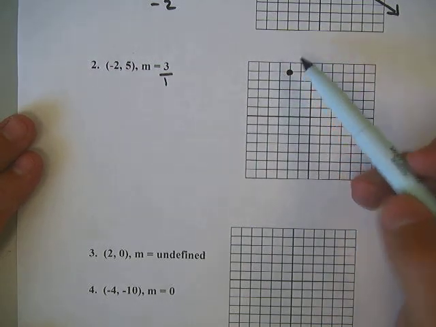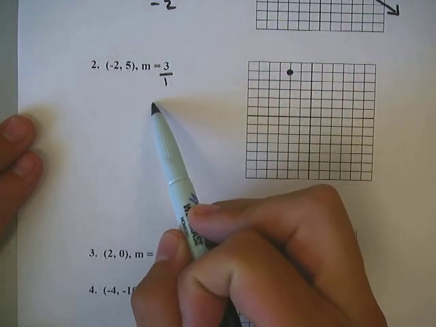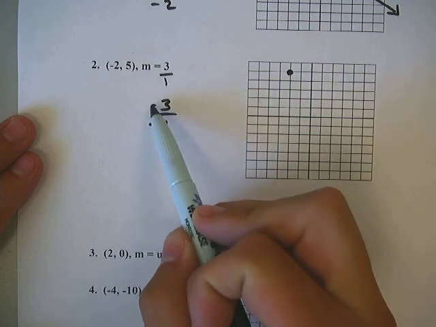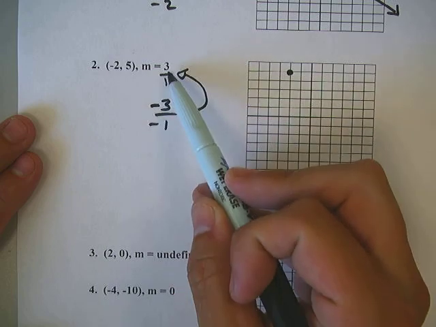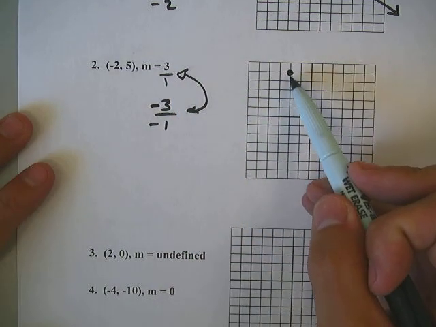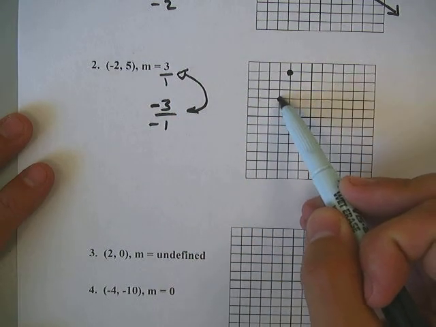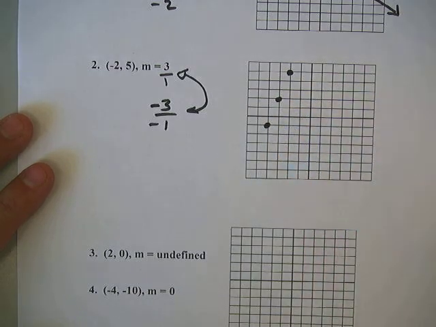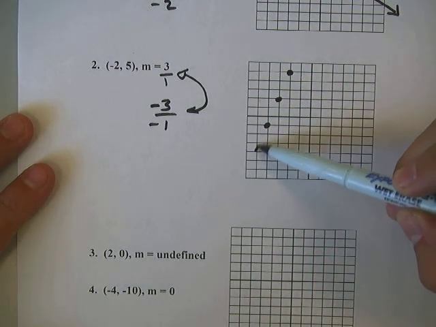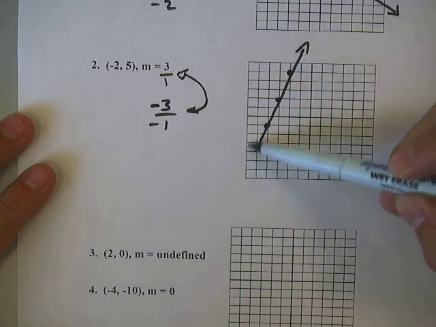Now you notice we can't go up 3 because we run out of room. So instead I'm going to treat it like -3 over -1. Okay, these are the same thing because a negative and a negative would cancel to be that. So I could go down 3, 1, 2, 3, and to the left 1. And I could keep doing it down 1, 2, 3, to the left 1. Okay, and there you go. There's my line.